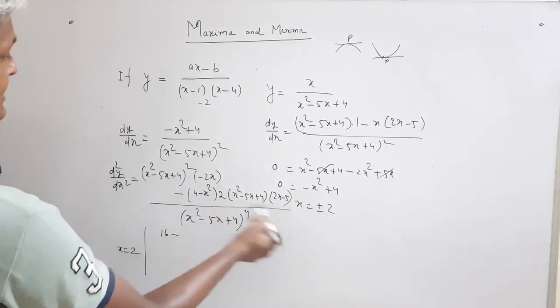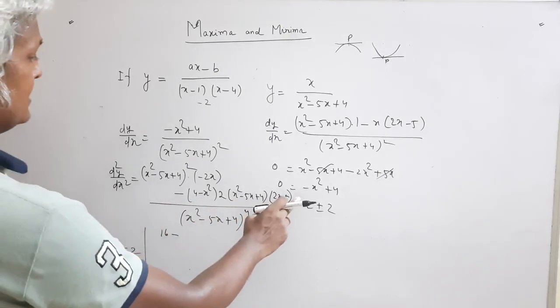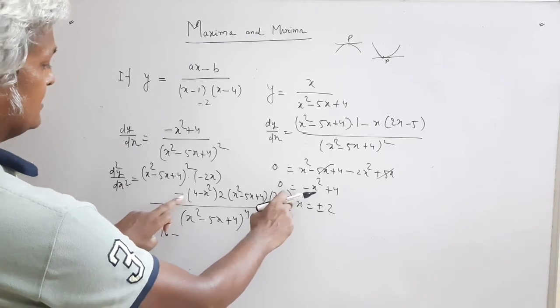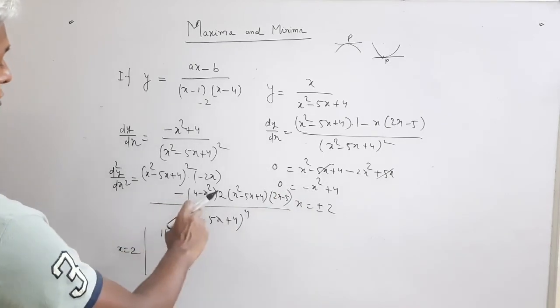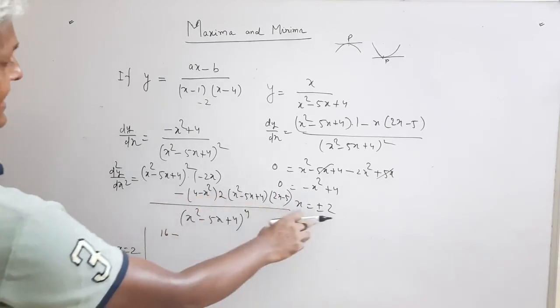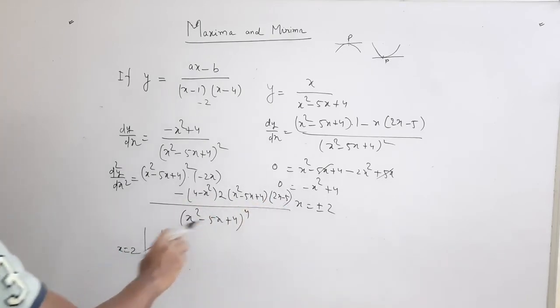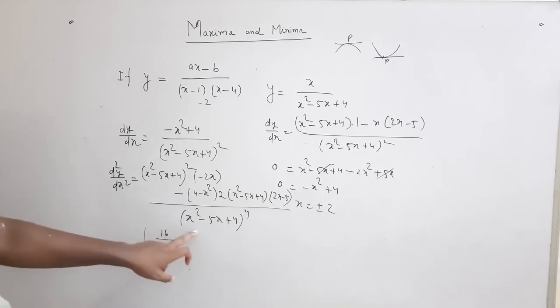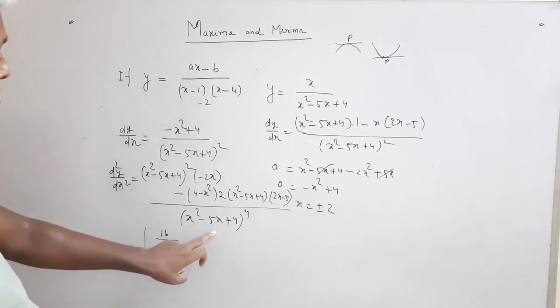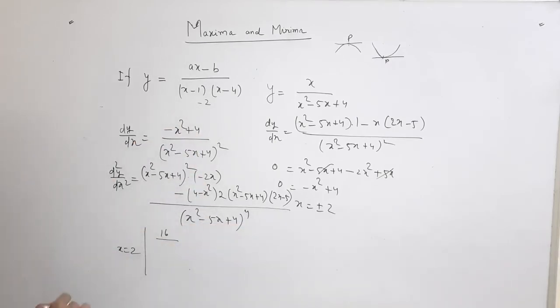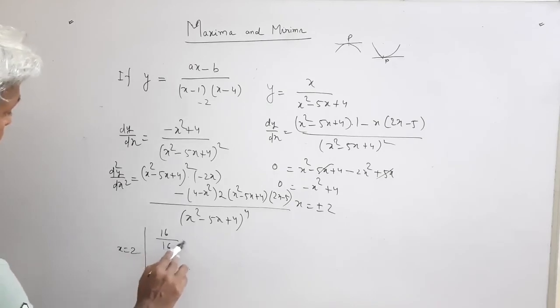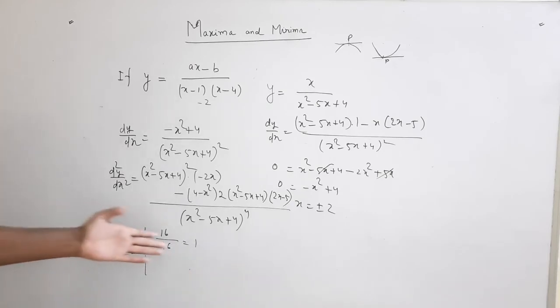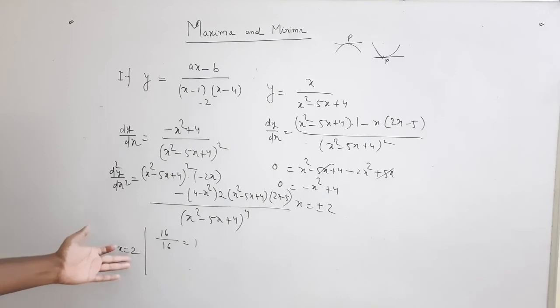4 minus 4, and this is 2 square, 4, so this whole part just vanishes, because x minus 4 where x is 2, so this part just vanishes, and then you have only 16 on the top. At the bottom it is again the same thing, minus 2 to the power 4 is 16. So the value is 16 by 16, that is 1, which is a positive number. It means at x equal to 2 it is a minimum value.